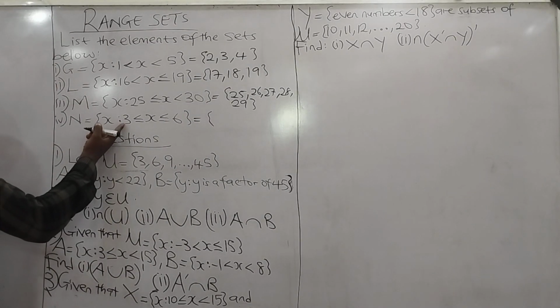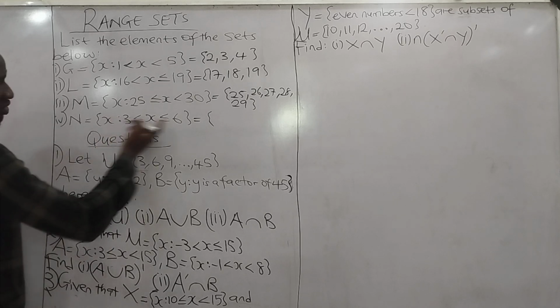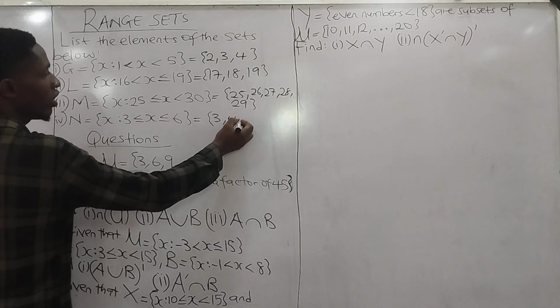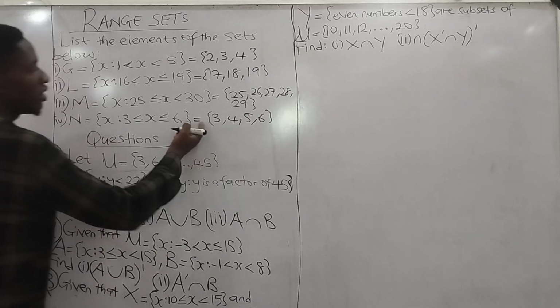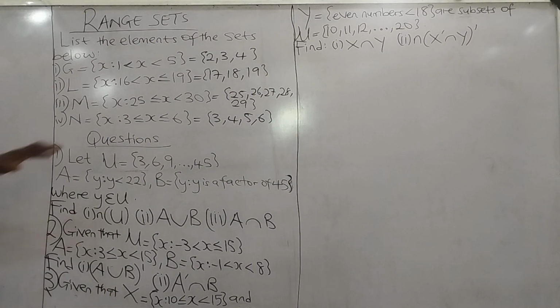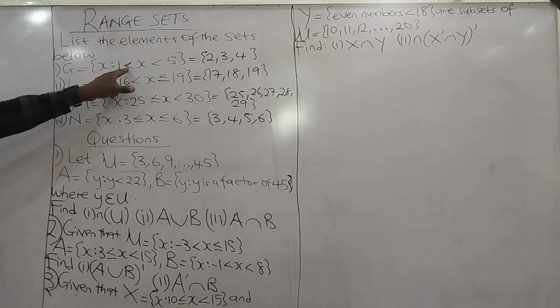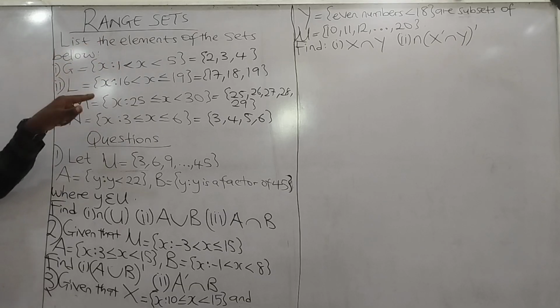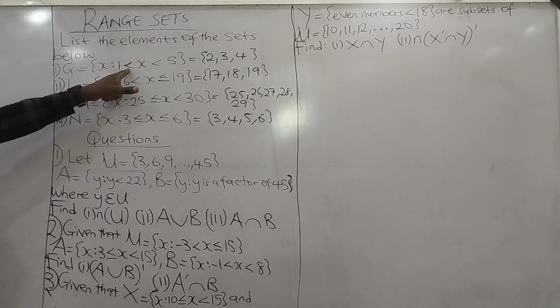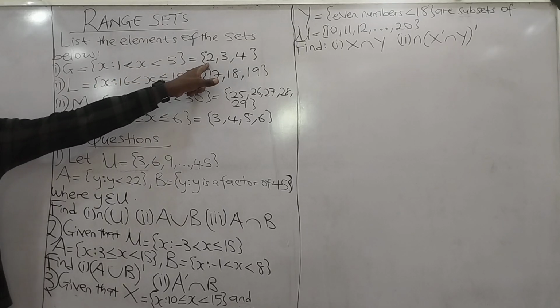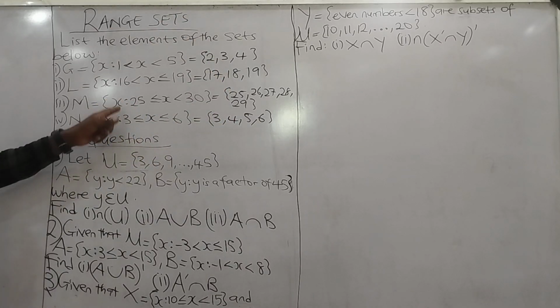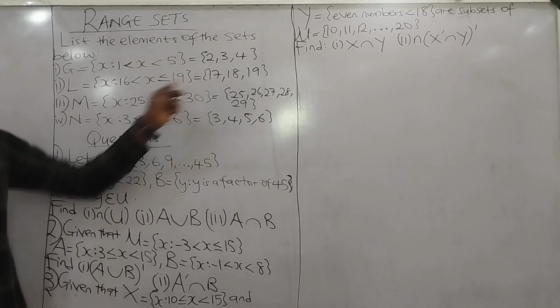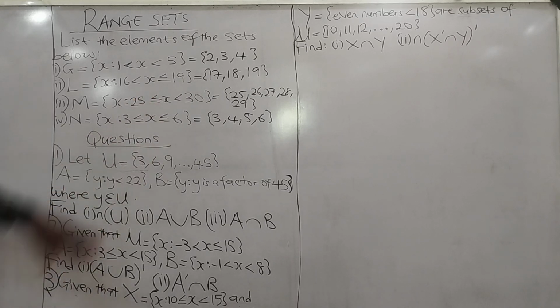So I have the next one, 3 less than or equal to, is there. So I have 3, 4, 5, and 6 is also included. So the idea here is that once there is no equal to there, the numbers at the boundary are not included. The numbers at the boundary depend on the symbol. So you can see here, there is no equal to there, so 1 was excluded. We started with 2. But here, we had equal to. That number was included. So we have some questions to illustrate how to solve this.